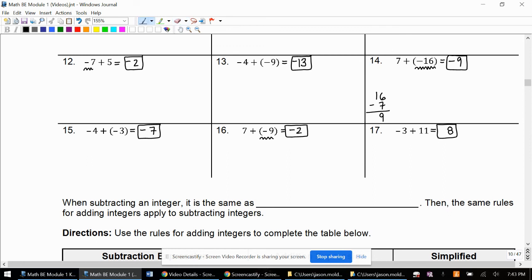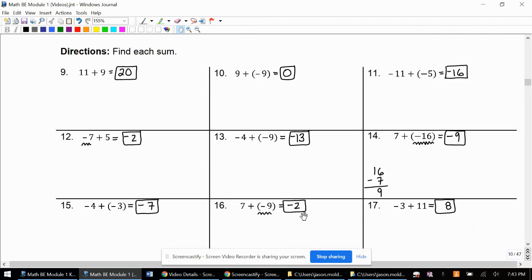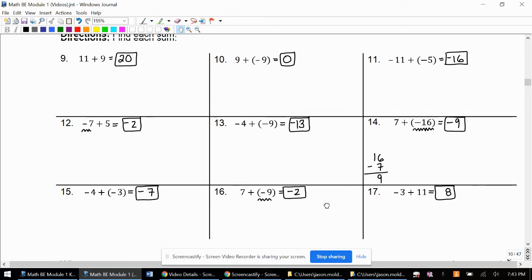All right. Again, please go back and rewatch that if you had any questions about finding the sum, because we're about to do difference in just a second.